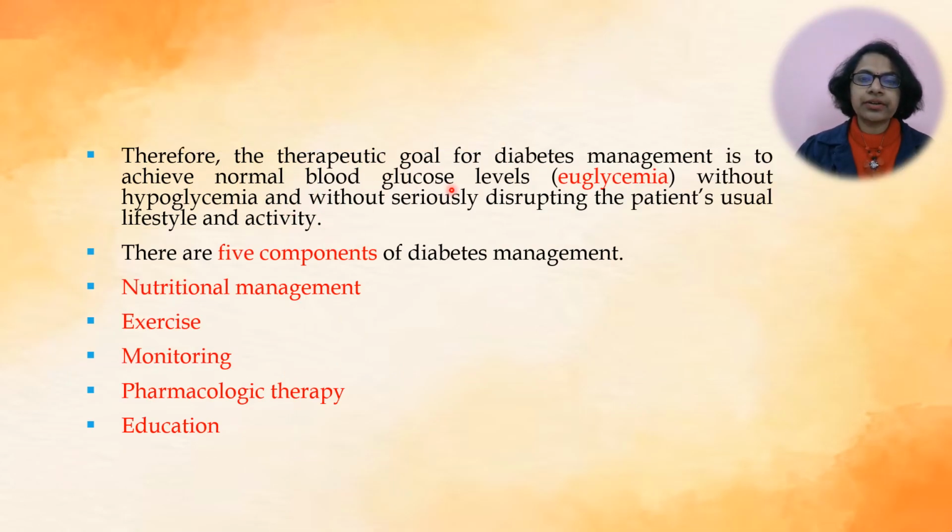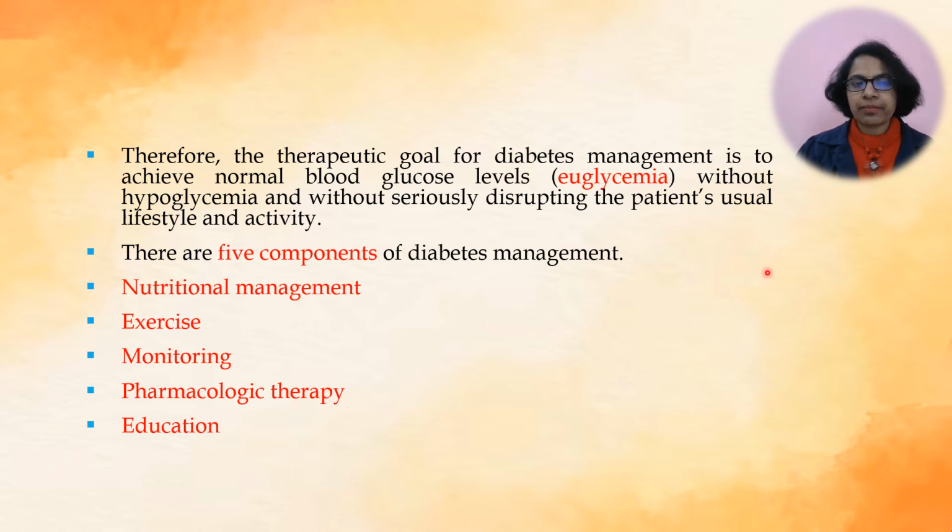Therefore, the therapeutic goal for diabetes management is to achieve a normal blood glucose level. If the patient is able to manage his diabetes properly, that is known as euglycemia. Euglycemia means the patient is able to manage his blood glucose level in the normal range without hypoglycemia and without seriously disrupting the patient's usual lifestyle and activity.